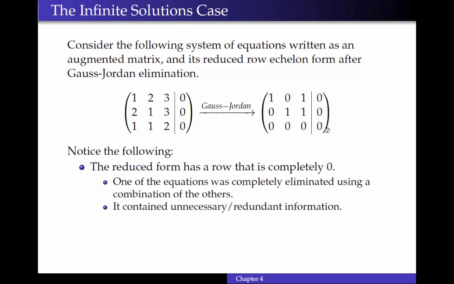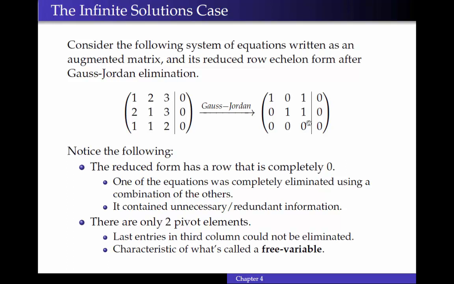What does that mean? It means that one of our equations was completely eliminated using just a combination of the others. Therefore, it must have contained unnecessary or redundant information that was already captured by the prior two equations. You'll also notice that there's only two pivot elements. There's no pivot element in the third row. The last entries in this third column cannot be eliminated. When we see these entries that can't be eliminated, this is characteristic of what we call a free variable.